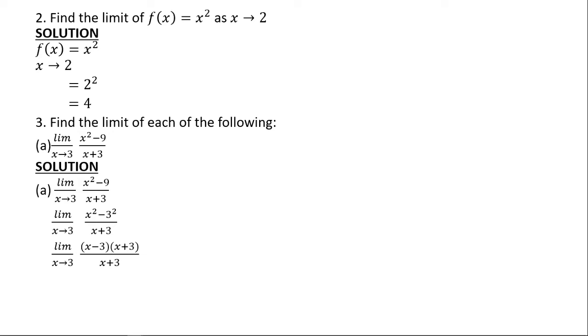x plus 3 is a common factor. We can divide x plus 3 into x plus 3, which gives us a 1. So we remain with x minus 3. As x approaches 3, we substitute a 3 where there's that x. It gives us 3 minus 3, which is the same as 0.